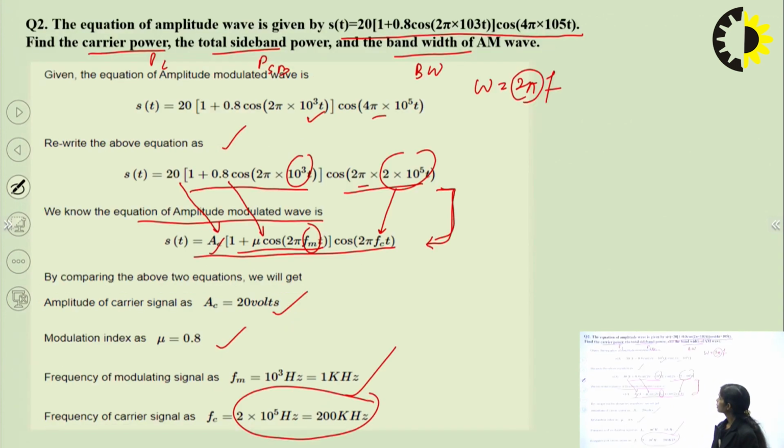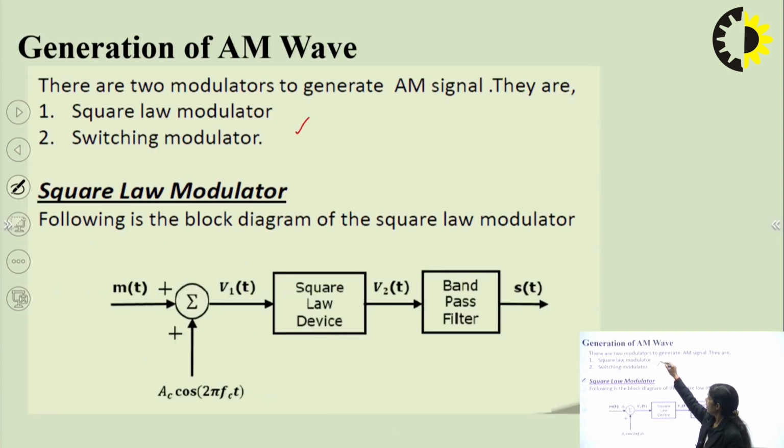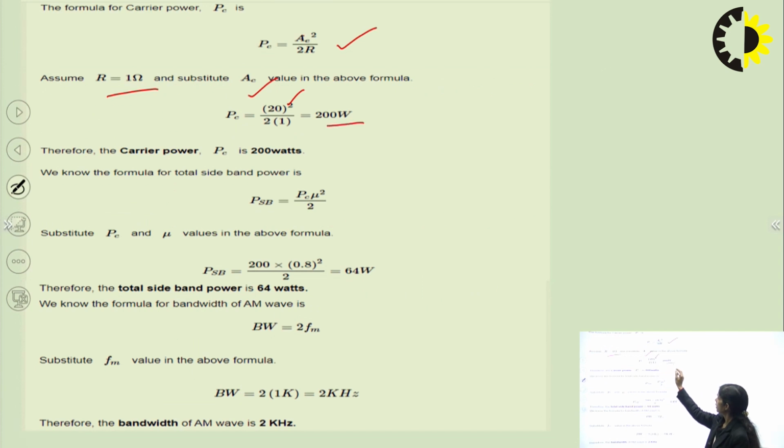So first we are going to calculate the carrier power. Carrier power is given by the same formula, AC square divided by 2R. Again we are going to assume R as 1 ohm. By substituting the values of AC and R, we obtain the power as 200 watt. So this carrier power is obtained as 200 watt.